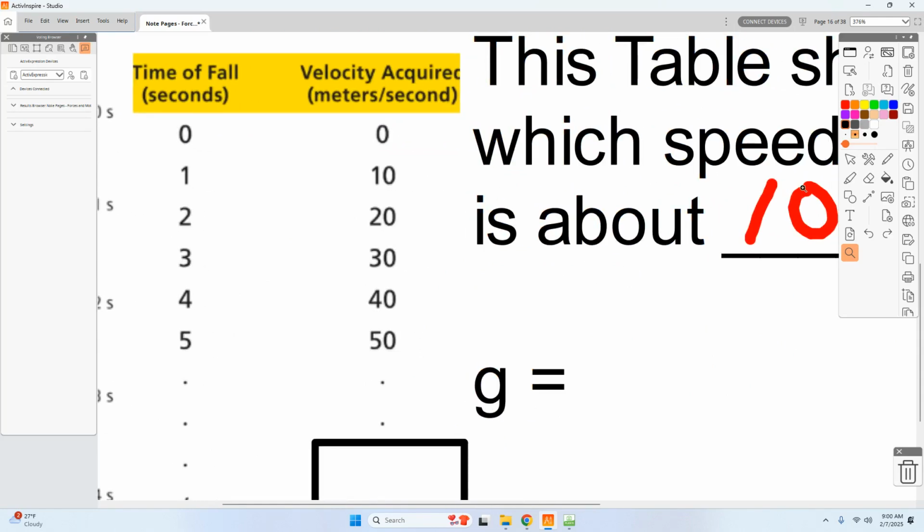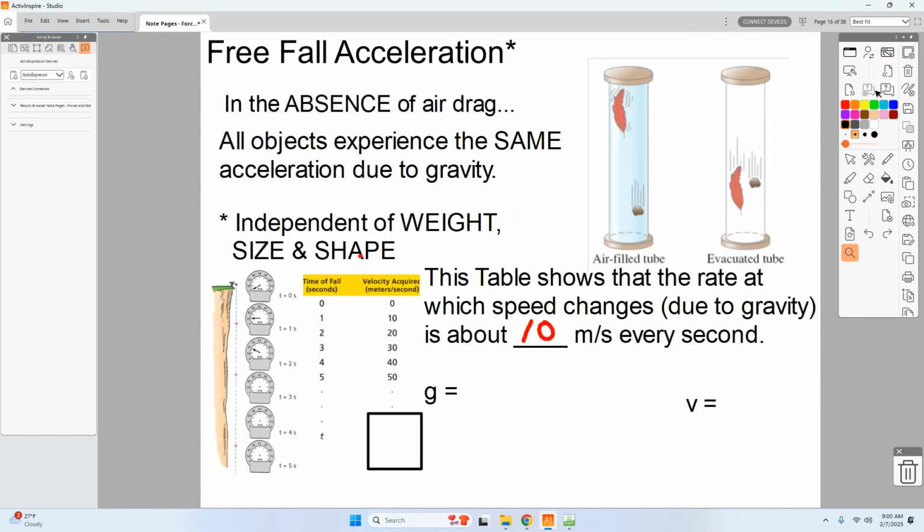Now, that's a little bit of an approximation. The more accurate value is 9.8. But for most purposes, we would use g to be about 10 meters per second per second. Let me write the more accurate value, about 9.8.